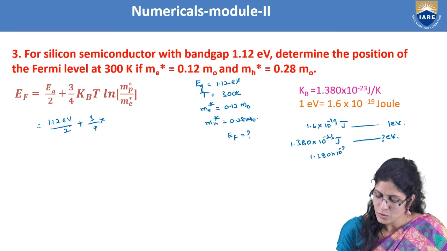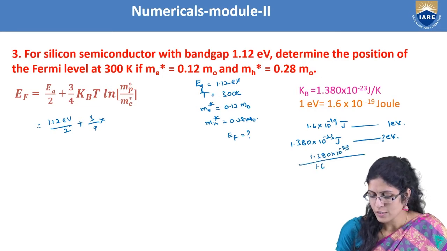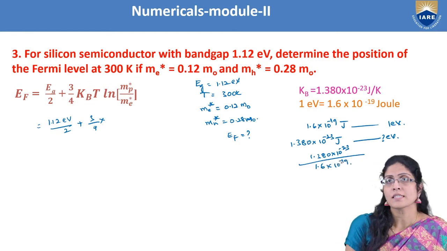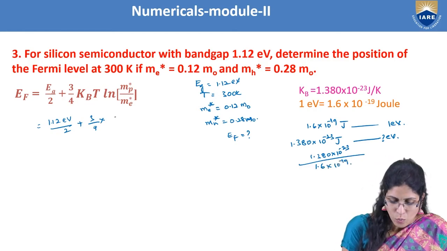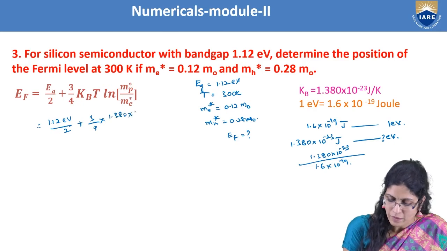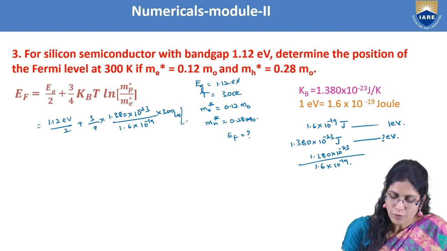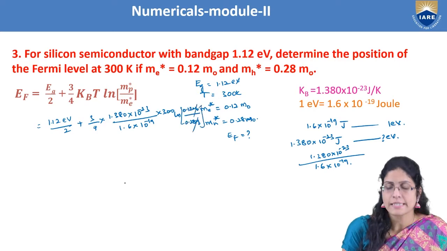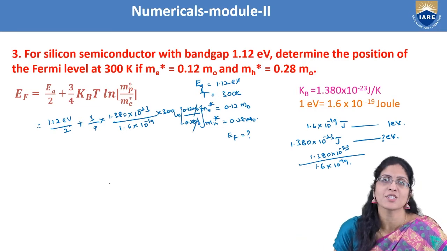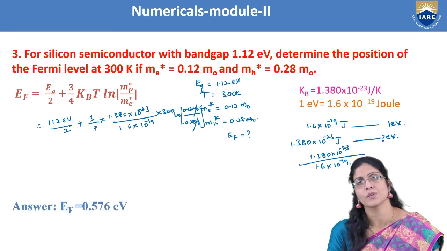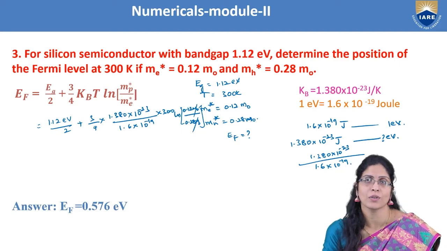1.380 into 10 to the power of minus 23 by 1.6 into 10 to the power of minus 19, right? So just substitute that here. So 1.380 into 10 to the power of minus 23 by 1.6 into 10 to the power of minus 19, into T, which is 300 Kelvin, ln of 0.12 m0 by 0.28 m0. So m0 and m0 get cancelled. Just go for the simplification. That's all. You will end up with the answer, which is 0.576 electron volt.